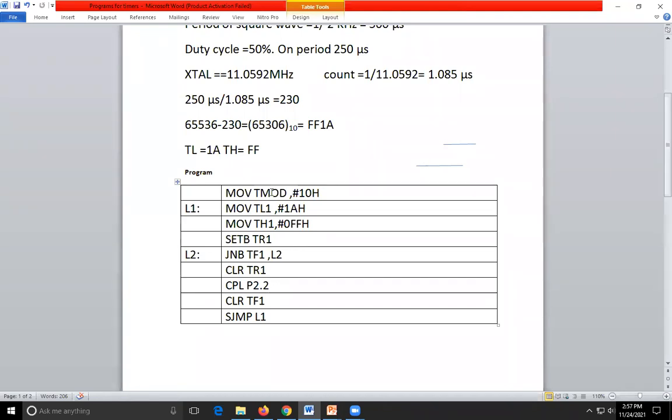So here what we have to do, the values are stored into TL1 and TH1. Why am I using TL1 and TH1? Because here I'm using timer 1.